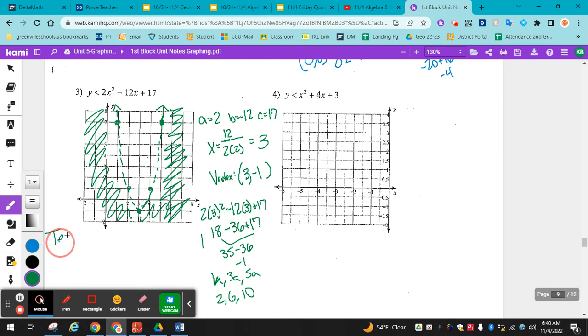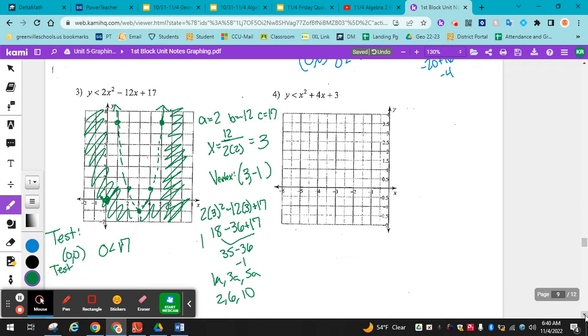Again, you can test a point. I always test the origin as long as it's not on my parabola. So 0 is less than 0, 0, 17. Is 0 less than 17? Yes, it is. That point's out here, so I need to shade out here.